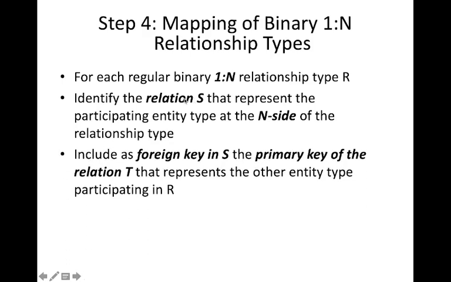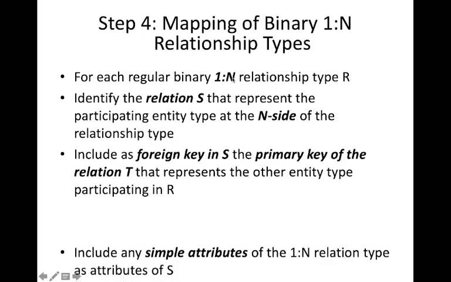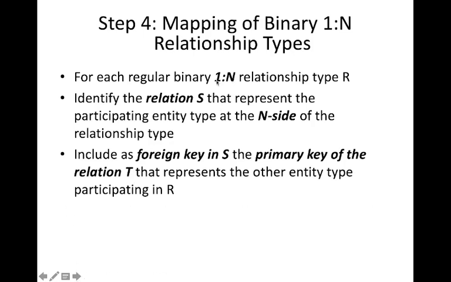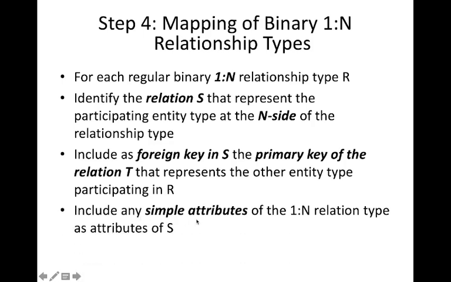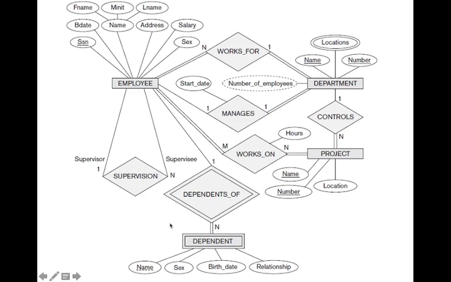In that S, what you have to do is include as foreign key in S the primary key of the relation T. So in this 1:n, the n side will be called S and the one side will be called T. So in the n side S, we include the primary key of T. Also include any simple attributes. If there are any simple attributes in this relationship type, they will also be included in the S relation. We will see an example, then you will understand.